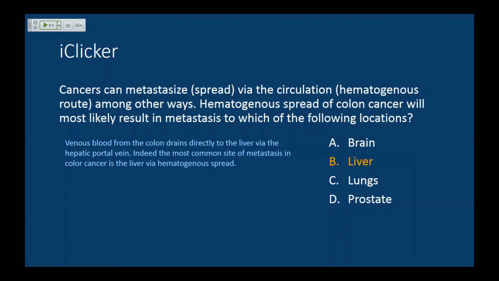So what the portal system also means is that if we have a cancer in our GI tract, say the colon, when it spreads through the blood, the first place it's going to go is the liver before it enters the rest of the systemic circulation. An application of that is liver metastasis is the most common metastasis in colon cancer because of this effect.